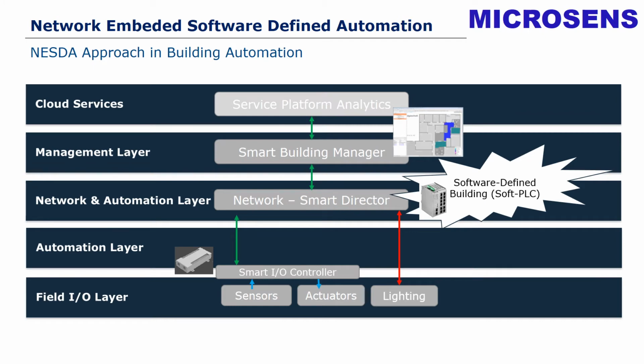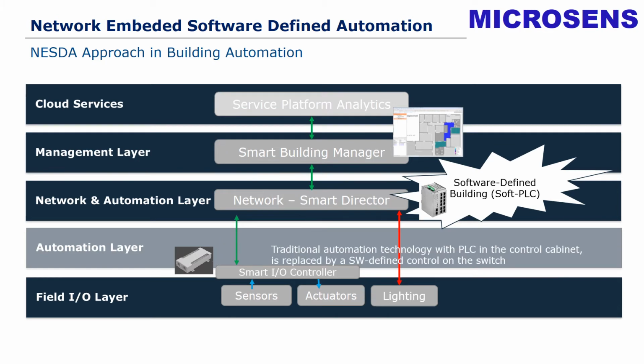a software-defined PLC, or soft PLC, which covers all the automation tasks that in the past were installed in the automation layer, meaning in the cabinets located there. By doing this, the traditional automation technology with PLC in the control cabinet is replaced by software-defined control on the switch, and we jump directly from the field into the network and provide automation out of the network.